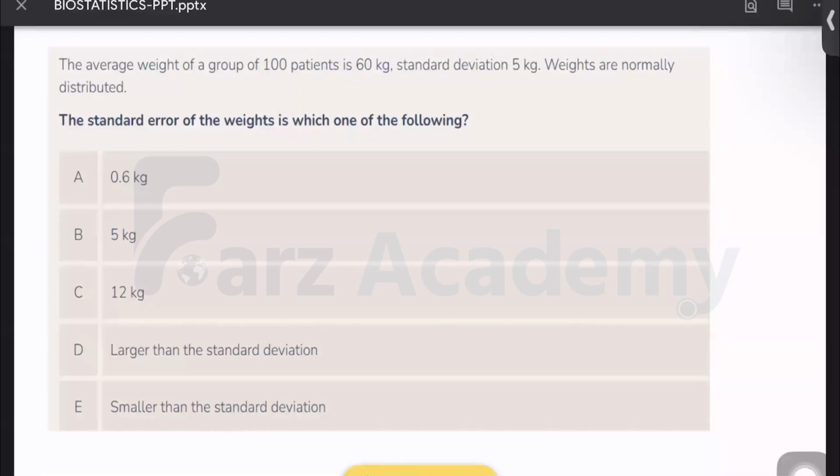I hope everybody understands this. Standard error of the weights. Standard error is what? Standard deviation upon root of population sample size. So 5 upon root of 100, 5 upon 10, that becomes 0.5. Right? Now here directly 0.5 I don't have in the option. So answer is D or E. So what is my standard deviation? 5 kgs. So my standard error becomes smaller than the standard deviation. That is why we use standard error where there are larger groups, where there is confidence interval, where there is population mentioned. Hence we use the standard error and not standard deviation.